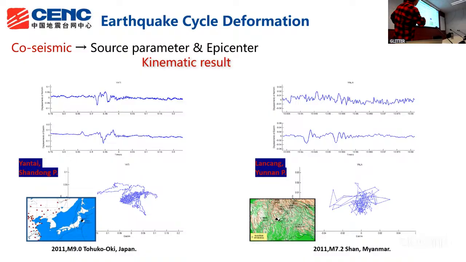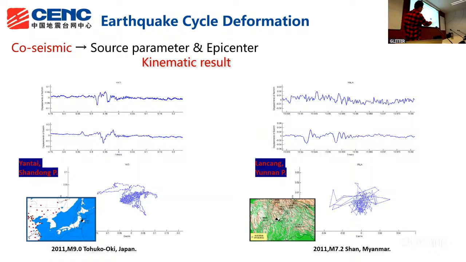This is the north-south, and this is the east-west. We can get this map, and this is also the Shan earthquake in Myanmar. This station is located in Yunnan province, Lantang, about 200 kilometers from the earthquake. So why are these two directions small?